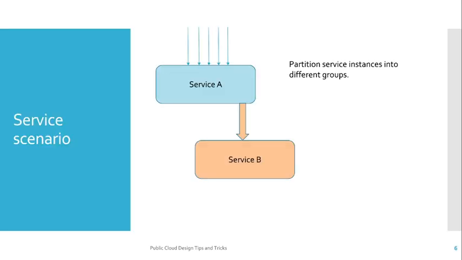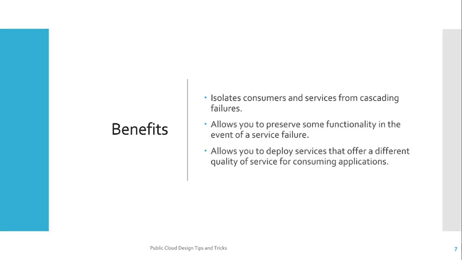Let's try to understand one example. Say you have a scenario where you are placing a request to service A, and service A is completely dependent on service B. If service B fails, then service A will completely fail. But service A also has other components within it which can independently serve a few of the requests. To segregate that, you can partition service A into two parts.